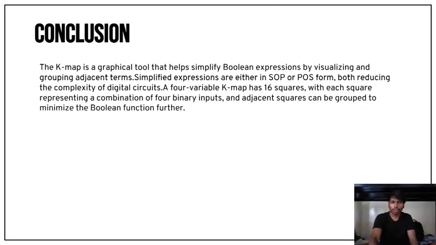The last conclusion is that the K-map is a graphical tool that helps minimize expressions by visualizing and grouping adjacent cells, simplifying expressions in either SOP or POS form, both reducing the complexity of digital circuits. A four-variable K-map has 16 squares, with each square representing a combination of four binary inputs, and adjacent squares can be grouped to minimize the Boolean function further.